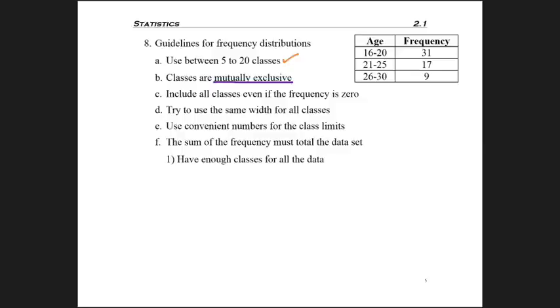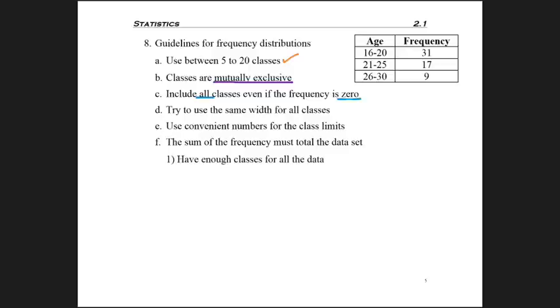Also, be sure that you include all of the classes, even if the frequency is 0. Let's say for this table to the right that there happened to be no one aged 21 to 25. Don't make your table 16 to 20 and then the next row 26 to 30 and have this big gap.